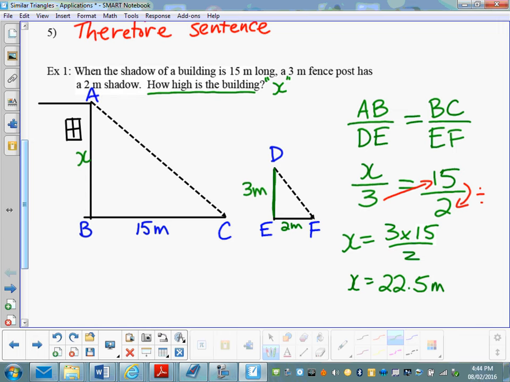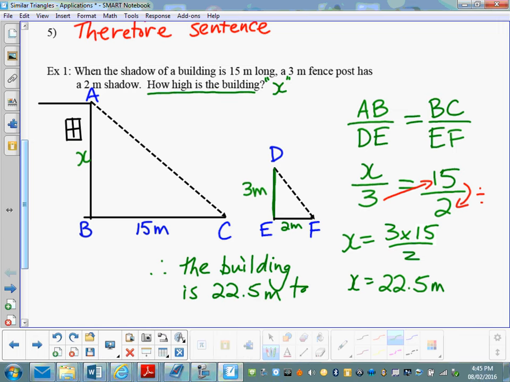That's the solve part. Then I need to finish with a statement. So therefore, the building is 22.5 meters tall.